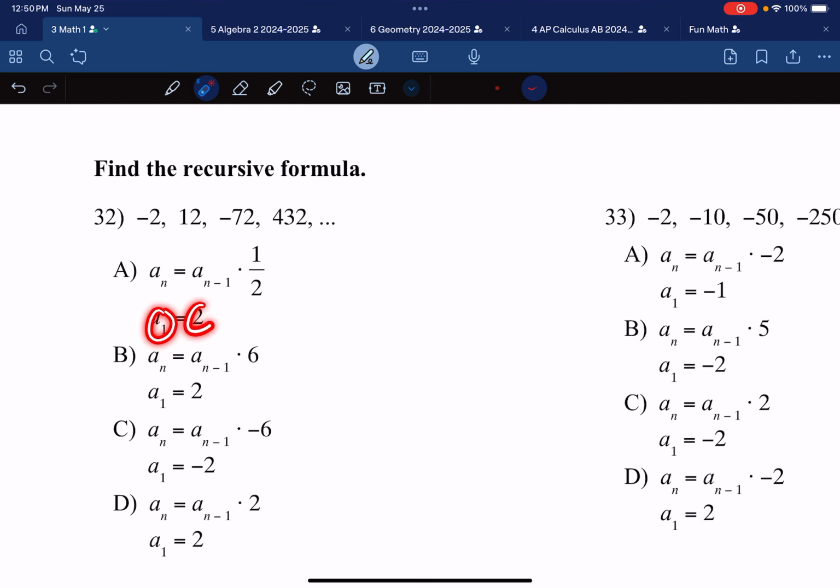So the first value is 2. Well, the first value is negative 2, so that's not right. It's saying that the first value is 2, which is still not right. Okay, this one is saying the first value is negative 2. That's the only one that's right. And this one is saying that the first value is 2, which is not correct.